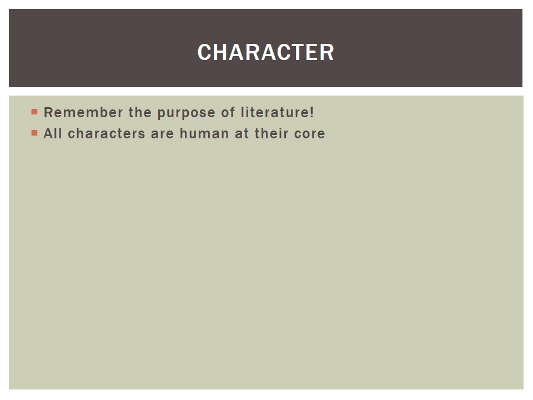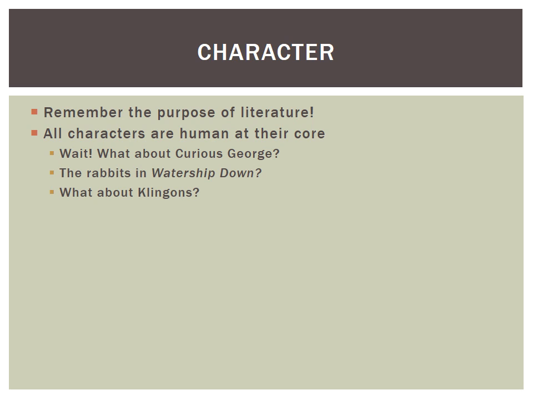Sometimes that's obvious, like in the story Wood. Obviously, all of the characters are human. Roy, Leah, Percy, they're all human beings. But you might think, well, wait, what about Curious George? What about the rabbits in Watership Down? What about Klingons? I mean, they're obviously not human. Think again. Think more deeply on what those characters are representing. Curious George is this curious, sweet little chimpanzee.